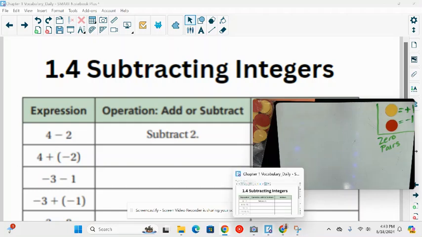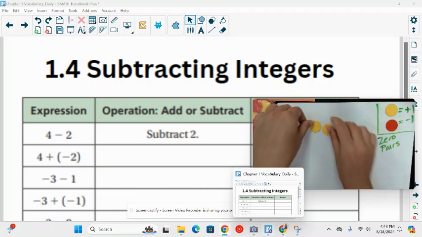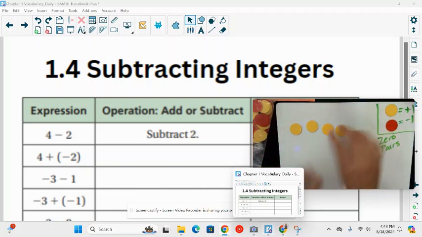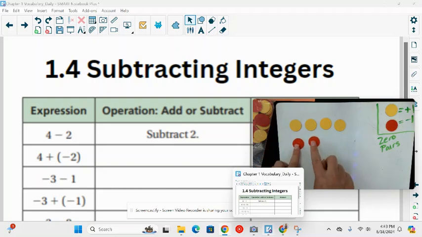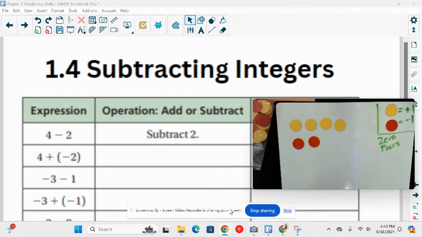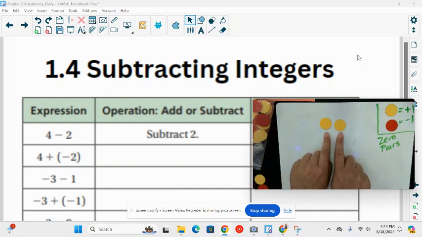So if I have +4, so 4 yellow counters, plus 2 negative counters, I'm going to look and see what zero pairs I have to cancel out. This is a zero pair, and this is a zero pair. That leaves me with 2 positive. So notice that this subtracting was the same as adding a negative. Let's see if that pattern continues.